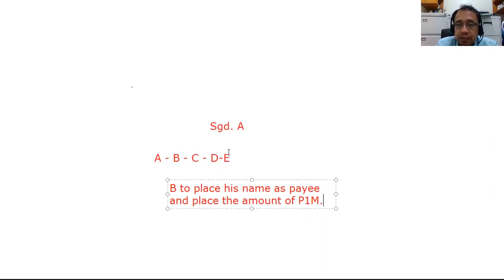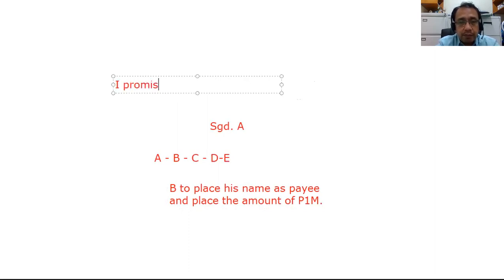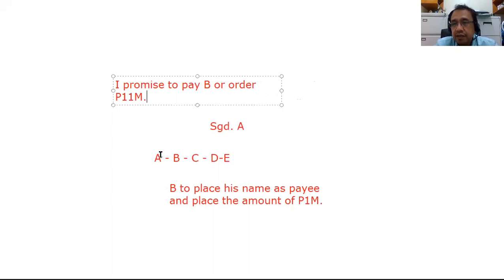But when that instrument was filled up, what did E do when he completed that instrument? This is what he did. I promise to pay B or order 11 million. So it was not filled up in accordance with the authority given. So if ever E will demand payment from D or from C, from B, from A, they can refuse to pay because it was not filled up in accordance with the authority given, in accordance with the instruction. E did not follow the instruction. Kaya they can refuse to pay.